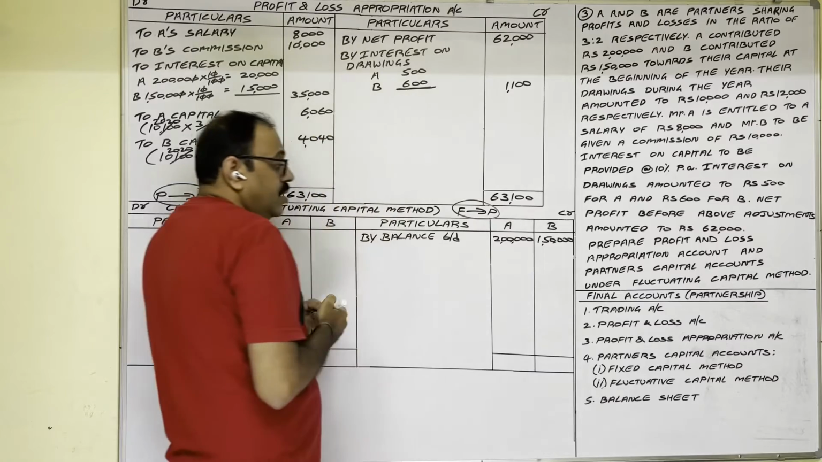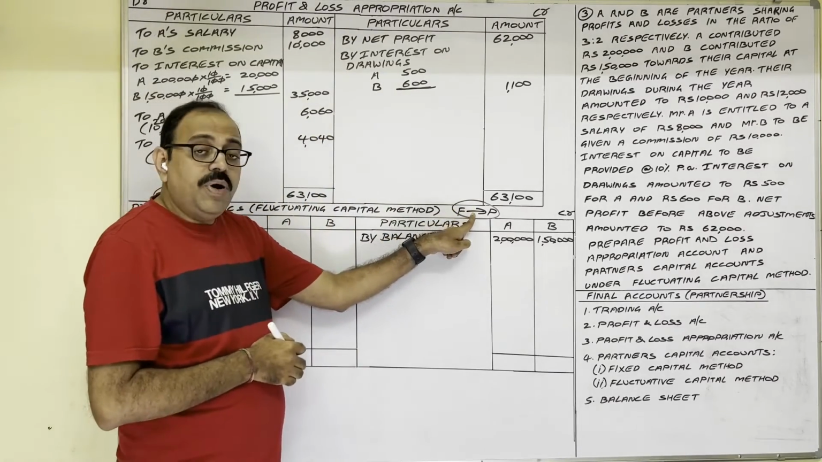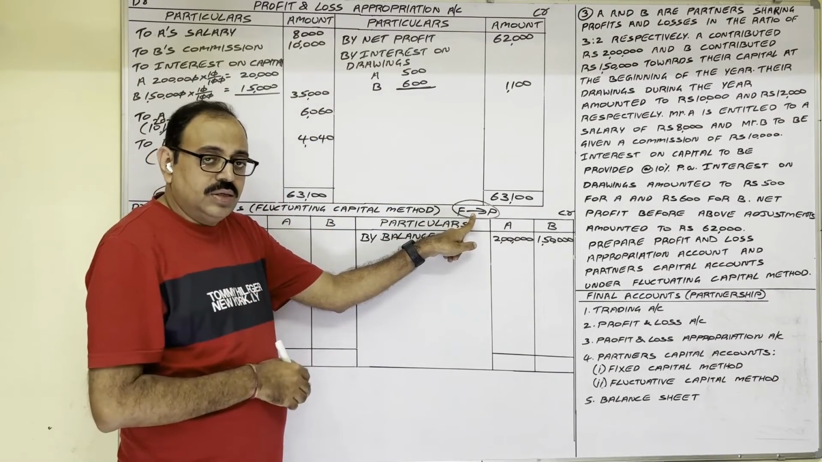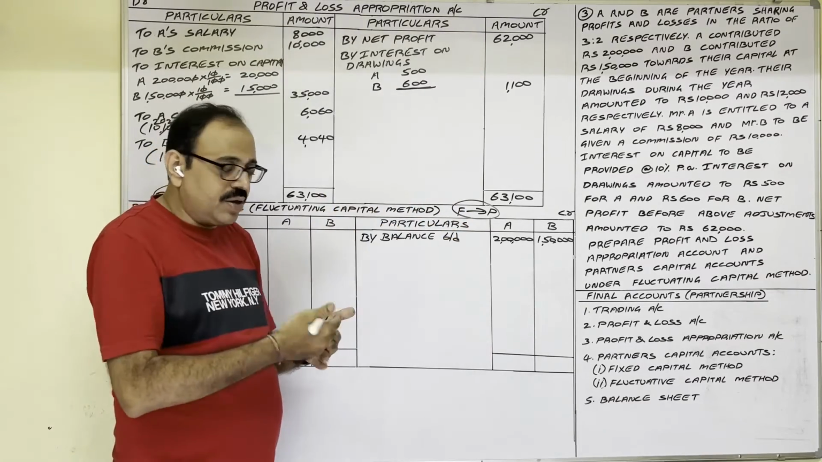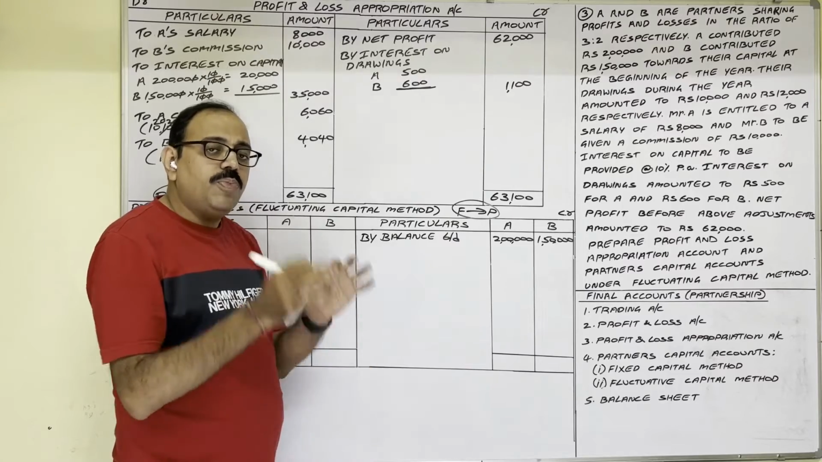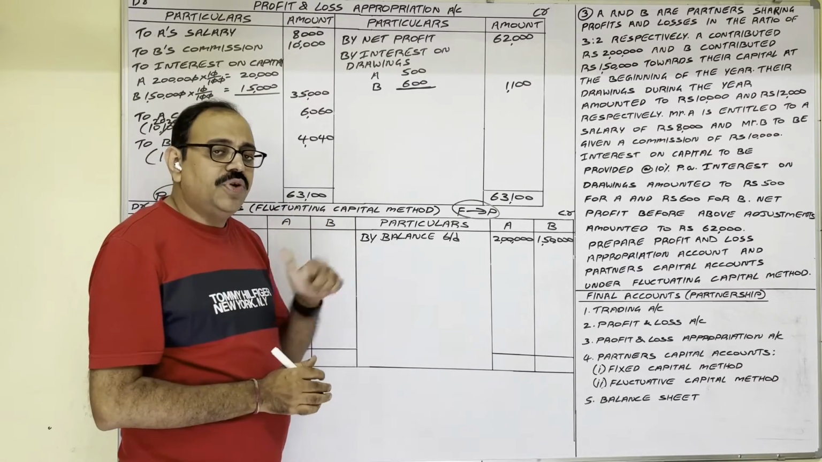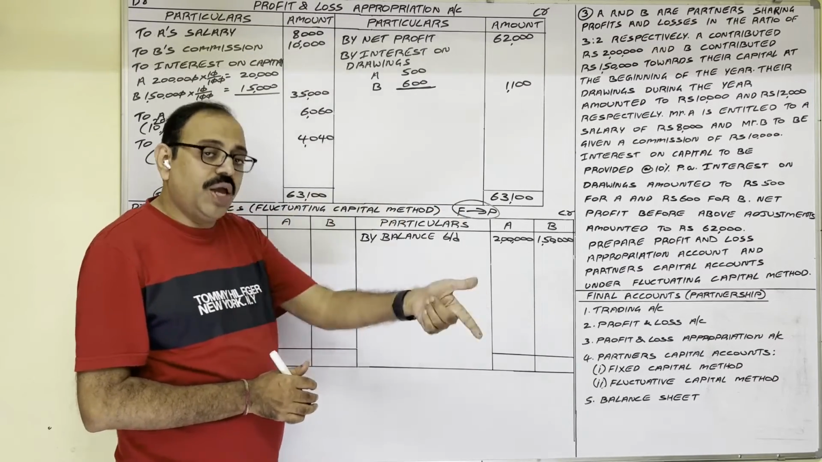Same point, with the help of this hint also we can analyze. A brought 2 lakh rupees into the firm. A is a giver, therefore credit side. Suppose A retired, then the firm should return this 2 lakh rupees to A, no?